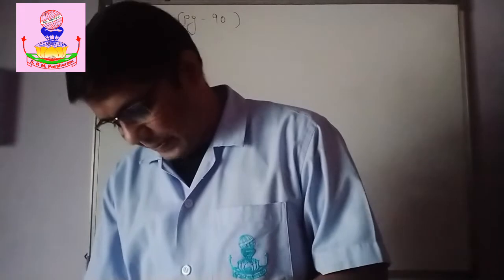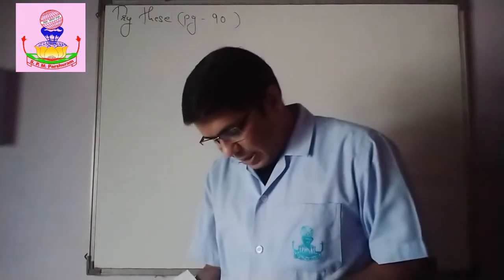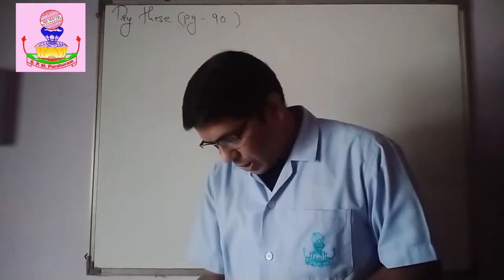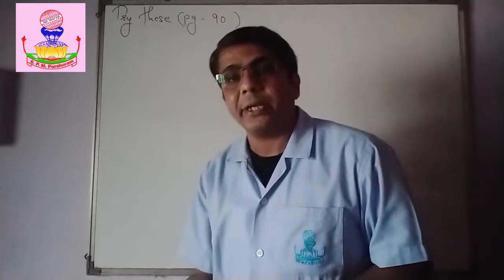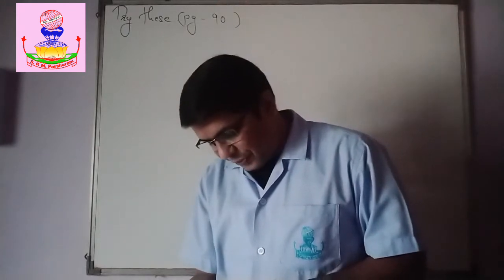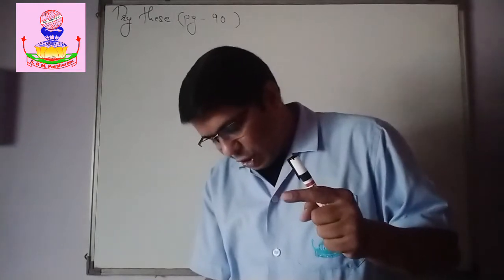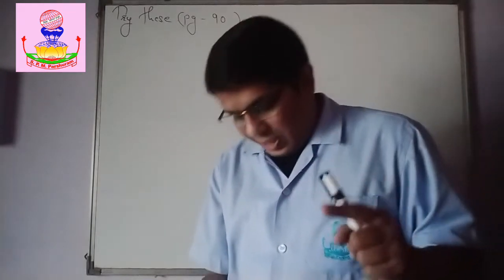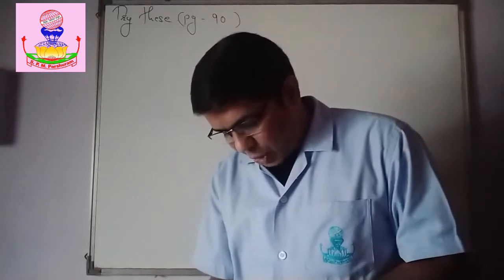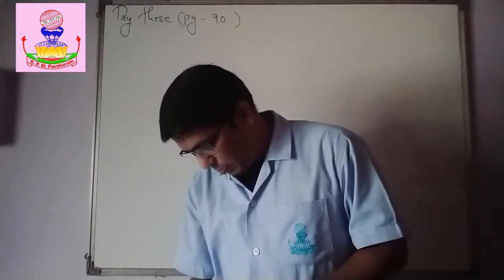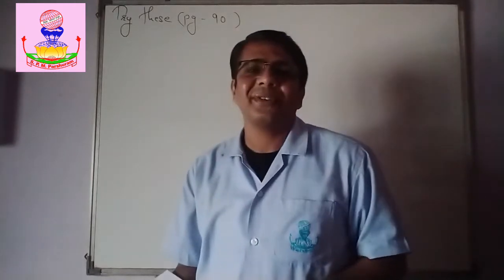Now see this, try this on page number 90 only, but at the bottom. Okay, there are 2 types of boxes containing mangoes. Each box of the larger type contains 4 more mangoes than the number of mangoes contained in 8 boxes of the smaller type. Each larger box contains 100 mangoes. Find the number of mangoes contained in the smaller box.